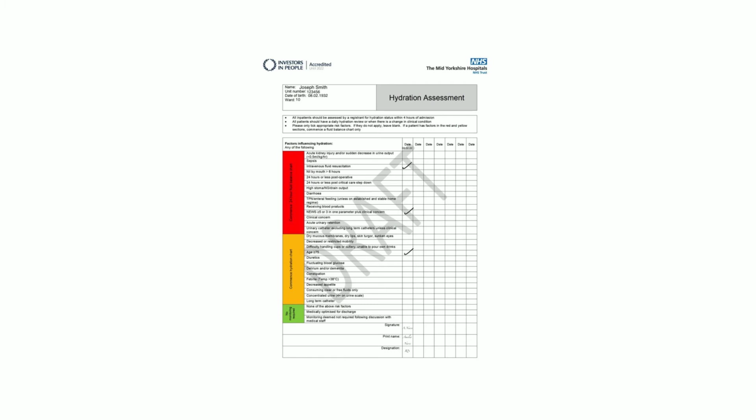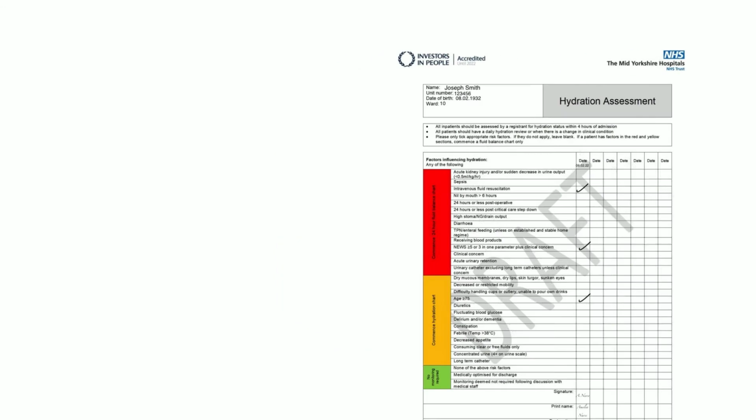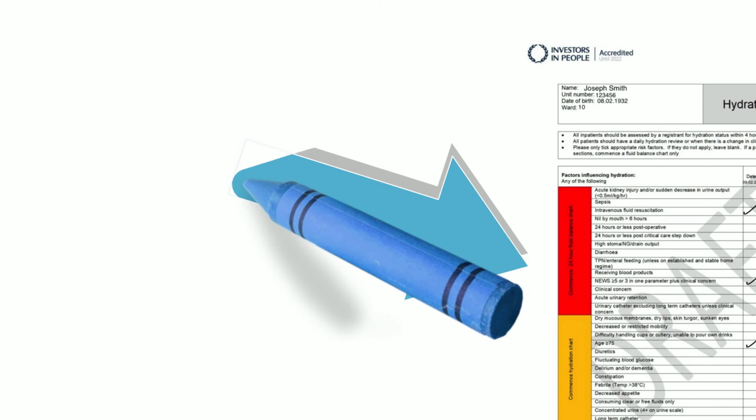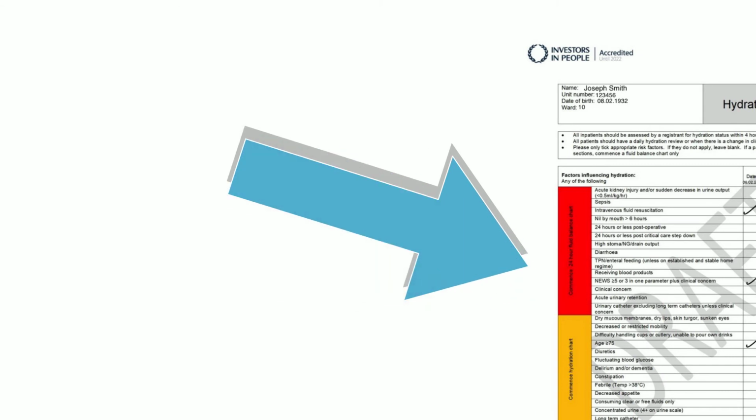As you can see, although the risk factor aged over 75 identifies Joe to be started on a hydration chart, as per the instructions noted at the top of the chart, if a patient has factors in both the red and the yellow sections, commence a fluid balance only. Therefore, as identified through the completed assessment, Joe requires a fluid balance chart commencing. Please ensure the hydration assessment is signed and dated by the registrant completing the chart.